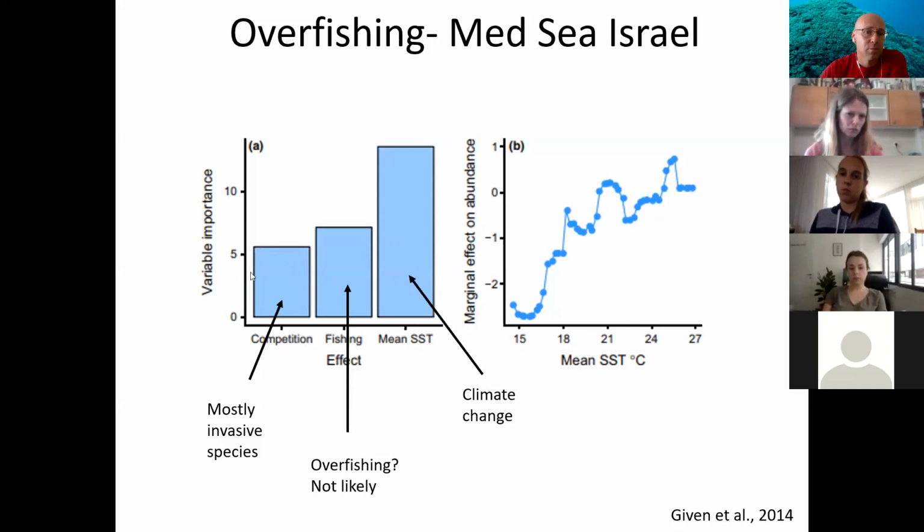He put it on a rating of importance. And he realized that competition is important, but not very important. And fishing as well. According to his modeling, he found that climate change is probably the biggest factor that changes the amount of fishing and the amount of invasive species.